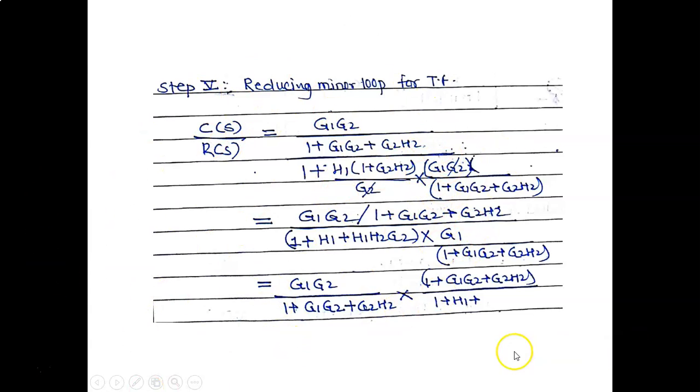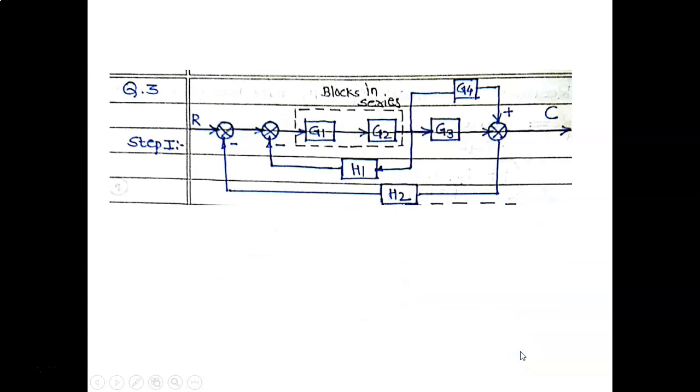Now, next problem, that is problem number 3. Draw this diagram. Here, two summing points are there. Then these two blocks are there, G1, G2. Then here, takeoff point is there. Because of this, feedback loop will be formed. Then this G3 and G4. These two blocks are in parallel. Again, from this H2 signal is taken here.